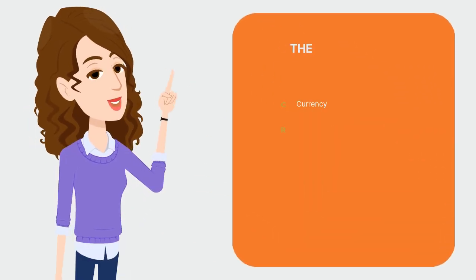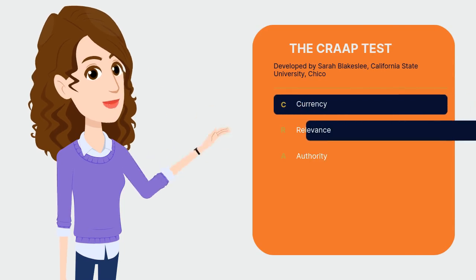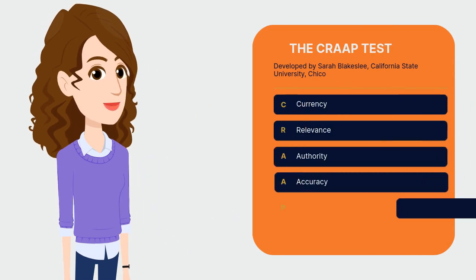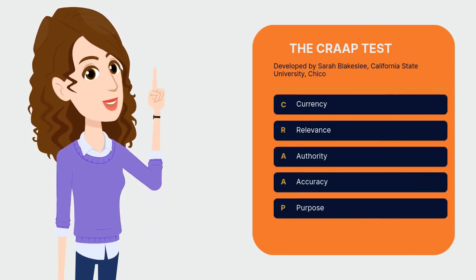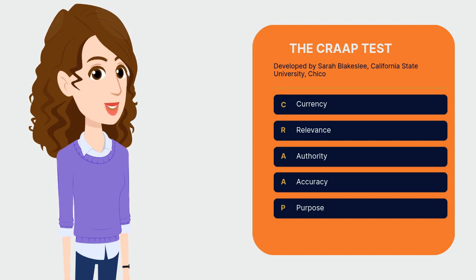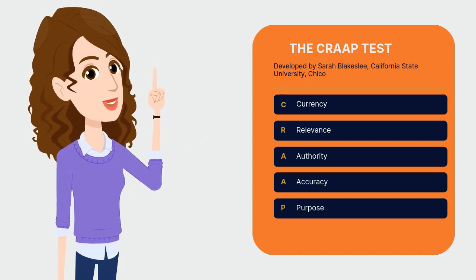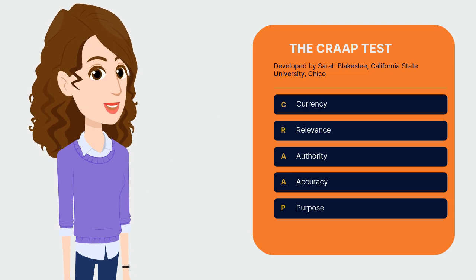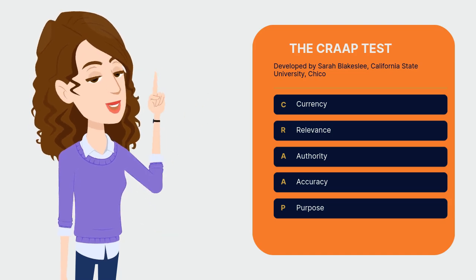One of the easiest ways to evaluate information is by using the CRAAP Test, developed by Sarah Blakesley from California State University, Chico. The CRAAP Test helps you decide whether a source is reliable by asking 5 simple questions.